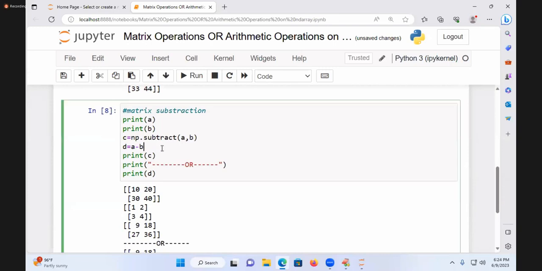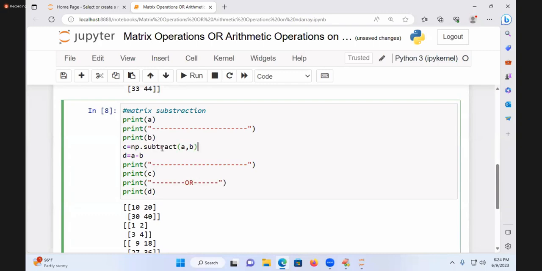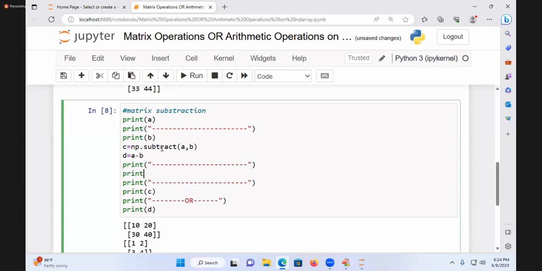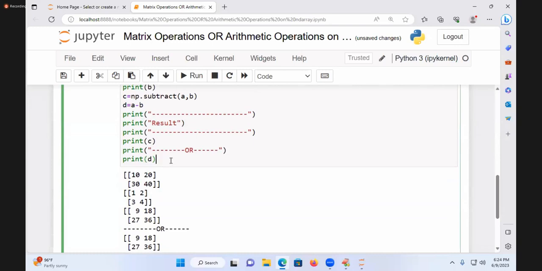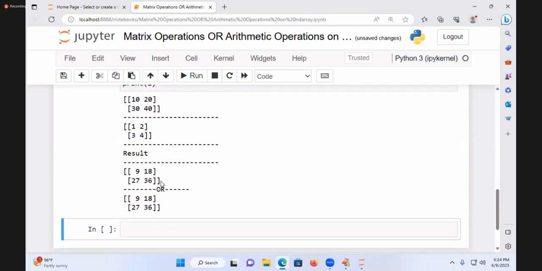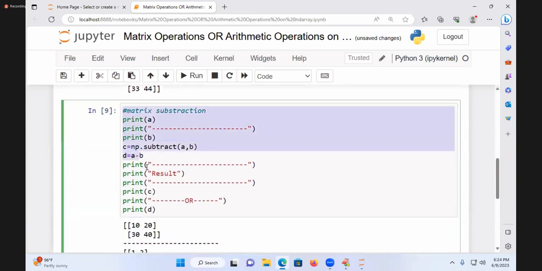If you want to have some small separation, I will write it here also, between one matrix and the next matrix. Here I'm going to write the result, print what I'm writing as the result. Say this result: first matrix, second matrix, both the matrix results. Getting it?